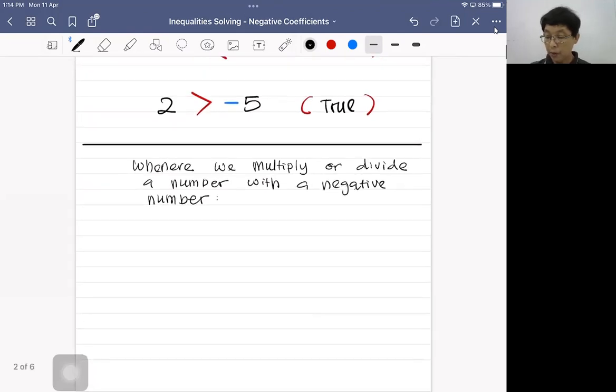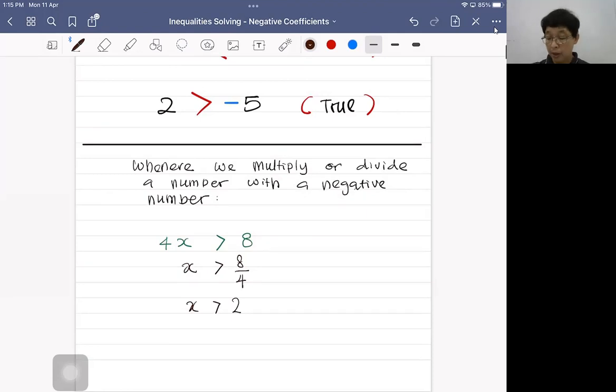For example, if you have 4x, and then you have an 8. Well, in the normal time, we have no problem with that because we can just take the x divided by 4, both sides, and then you do not have to flip the sign because the statement will remain true.